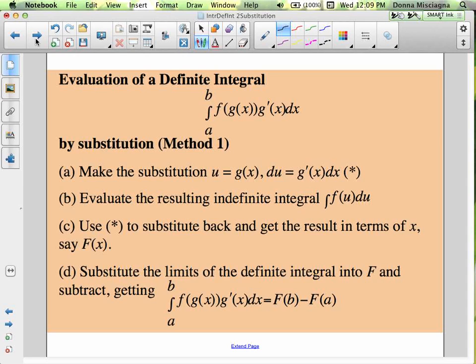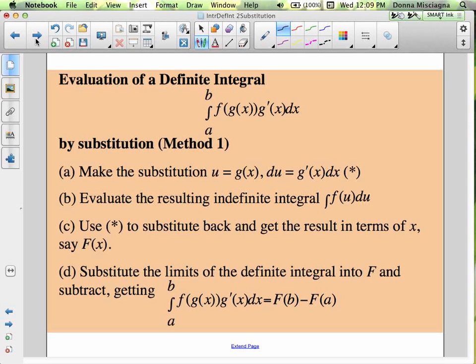All right. You have this in your notes. It just goes in a little bit more detail, and now I'm going to do the ones with you. It won't be up on the board already. So evaluating a definite integral by substitution, where we have a u du substitution, we're going to make the substitution. So u is the function, du is the derivative with the dx. You're going to evaluate the resulting indefinite integral. You're going to substitute back and get the results in terms of x, or whatever it happened to have been, t's. And then you're going to substitute the limits of the definite integral into f and subtract. So you're just going to go back, like you were writing the function, and then you're going to evaluate.